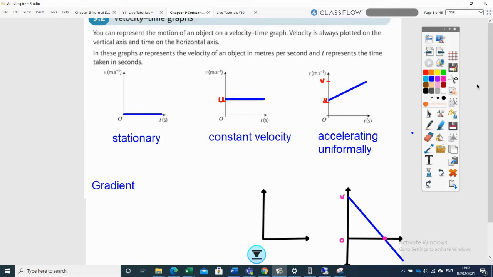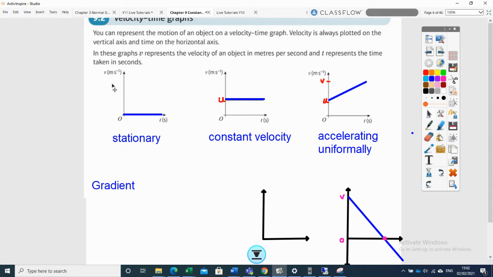Hello, this is a video for Chapter 9 of Year 1 of the Applied course, and it's specifically for 9b, which is on velocity time graphs. In 9a you looked at displacement time graphs, where on the y-axis it was labelled S for displacement. Now we've got V for velocity.